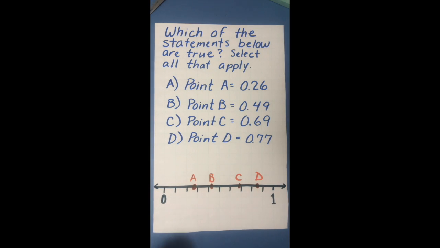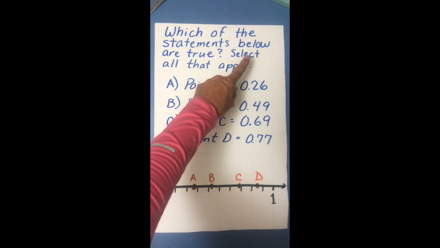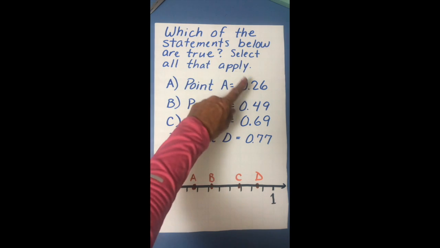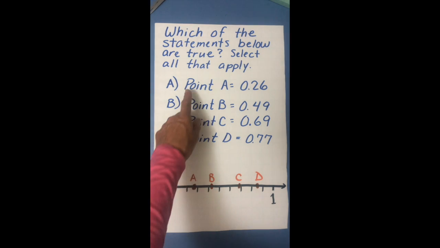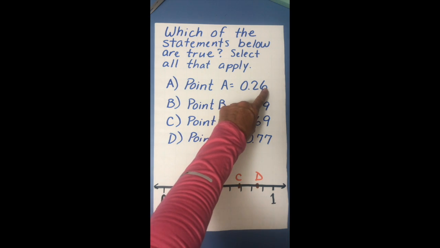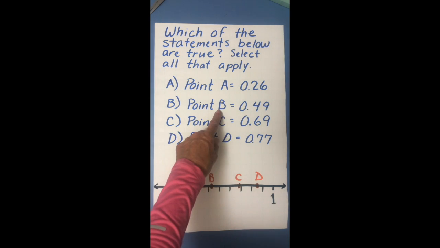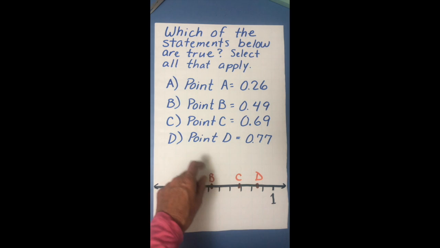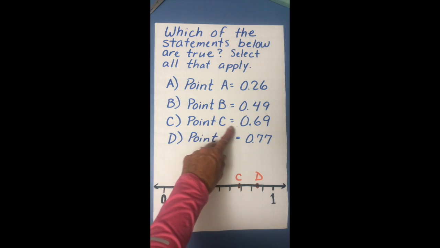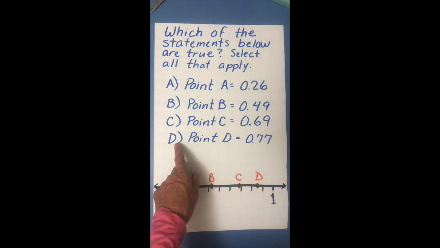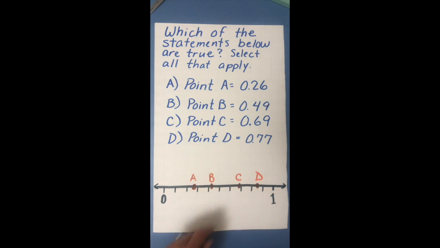All right, the next problem. Which of the statements below are true? Select all that apply. So we have point A is supposed to be 26 hundredths. Point B is supposed to be 49 hundredths. Point C is equal to 69 hundredths, and point D is equal to 77 hundredths. Now when we do this, it looks like they want us to find out if these points are in the correct spot on the number line.